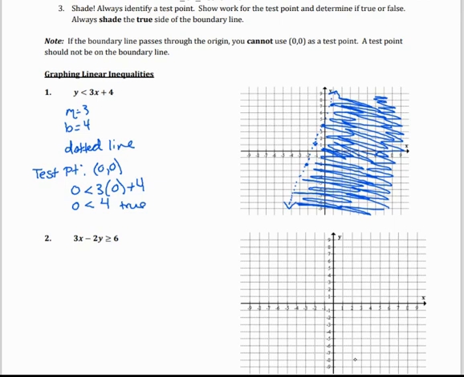Okay? What that means is possible solutions, if you're ever asked, right? Possible solutions is anything in that shaded region. So for example, the ordered pair 2, 3, that's in there. The ordered pair 0, negative 5, that's in there. Okay? Etc. Lots and lots of possibilities.